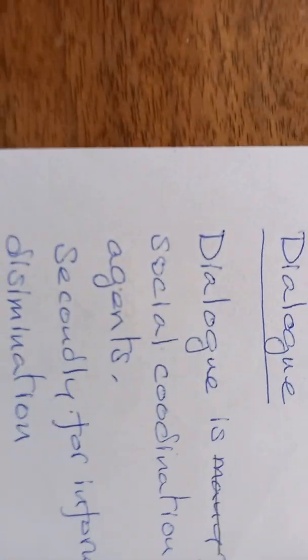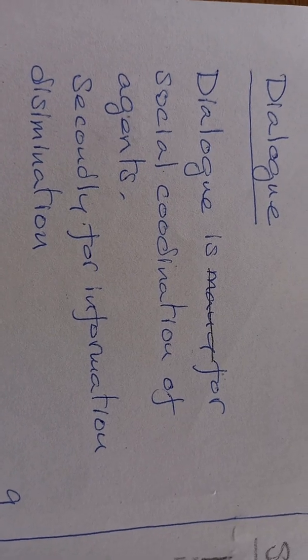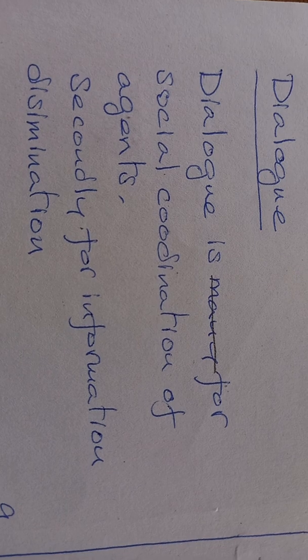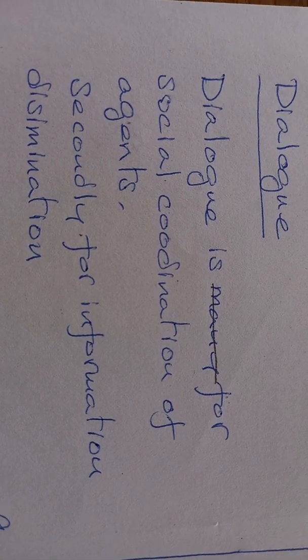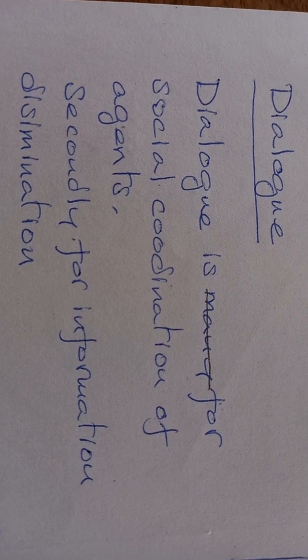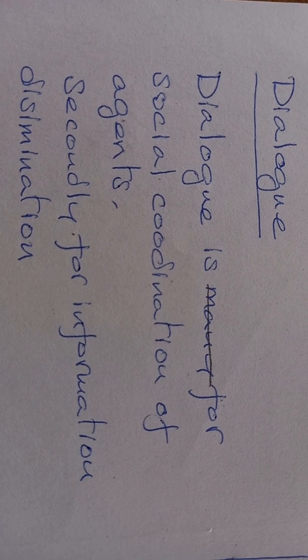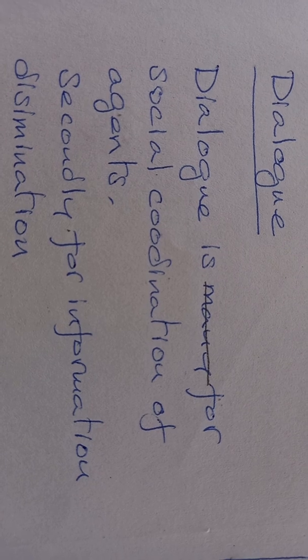If we look at dialogue, we can imagine cognitive systems or agents. They exchange information, and this is important for the social coordination of agents, and also for the dissemination of information between the agents. This also speeds up information dissemination where a number of cognitive systems are together.